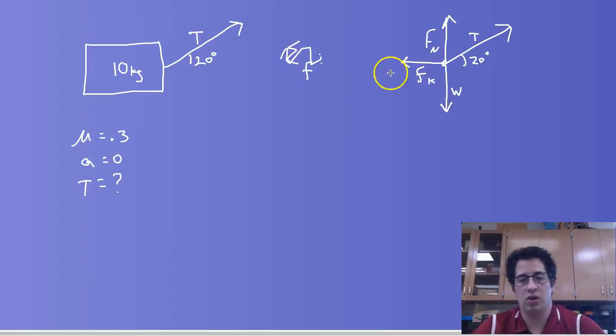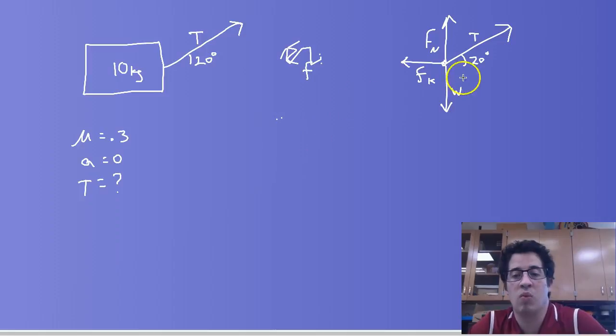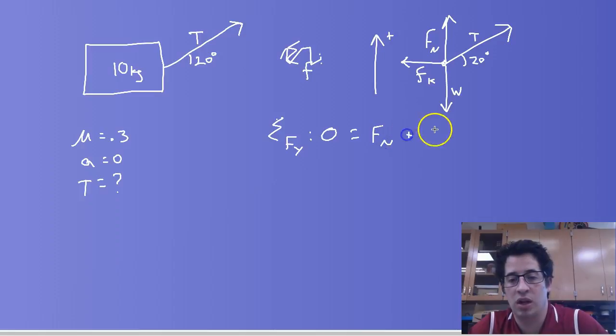Let's start with the net force equation for the y direction. We have 1, 2, 3 forces acting in the y direction. The sum of the forces for y is balanced, so it's going to be equal to 0. Let's say up is positive. We add all the forces together: normal force, tension, and weight. Normal force and tension are positive because they're up. Weight is going to be negative because it's down, so this is minus weight.